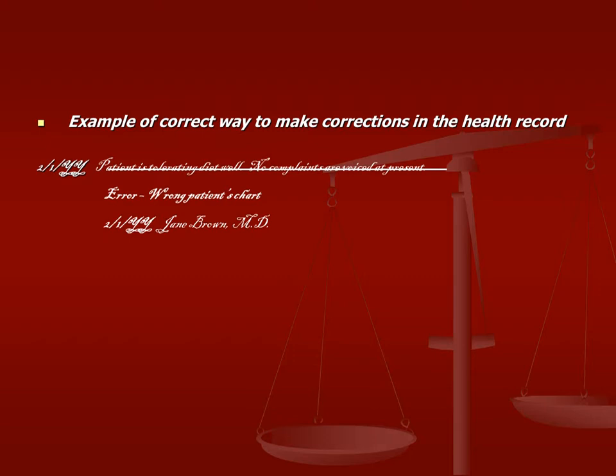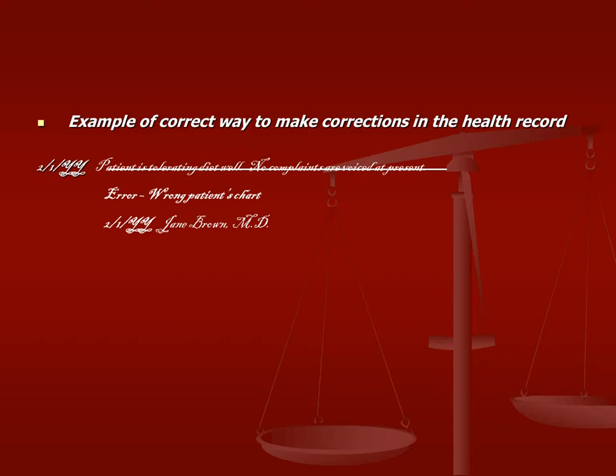This originally said, it is on a progress note from a physician. It said the patient is tolerating diet well, no complaints are voiced at present, and Dr. Jane Brown wrote that and then realized that she had the wrong record, so she put a single line through it, wrote under it, error, wrong patient's chart, and then signed and dated that correction. So anybody can see what it said originally, but also the reason why. And sometimes it's as simple as that, wrong patient's chart.